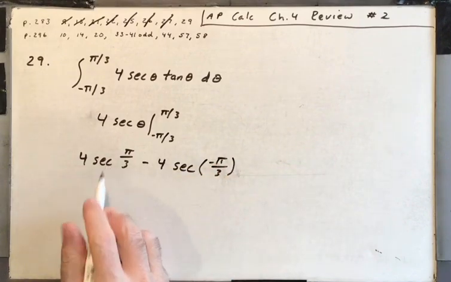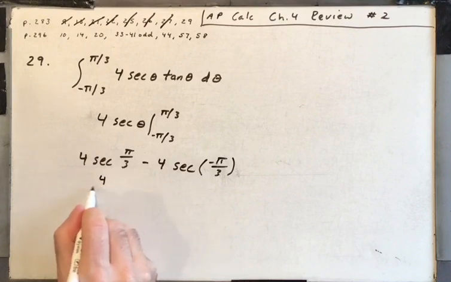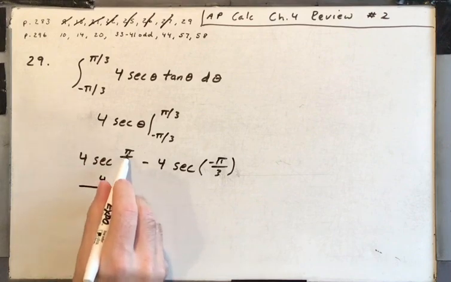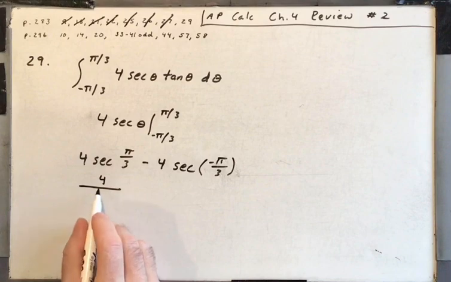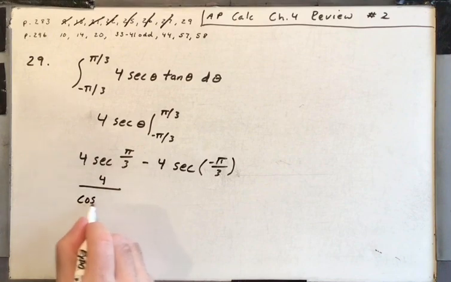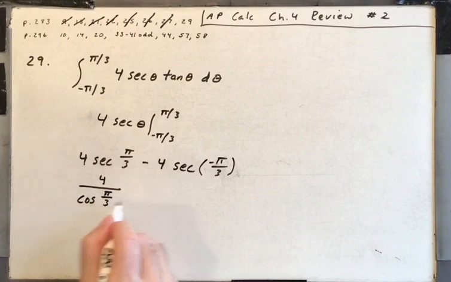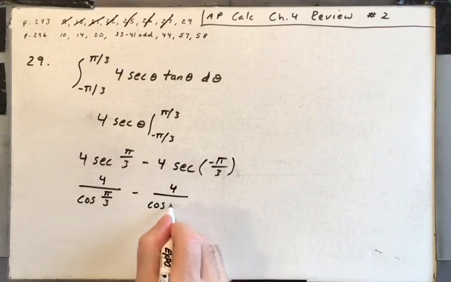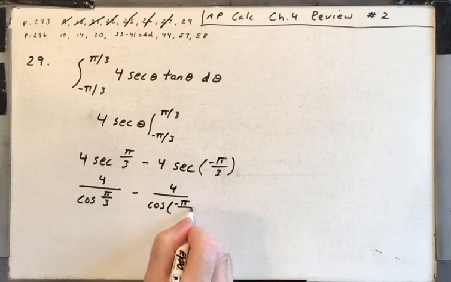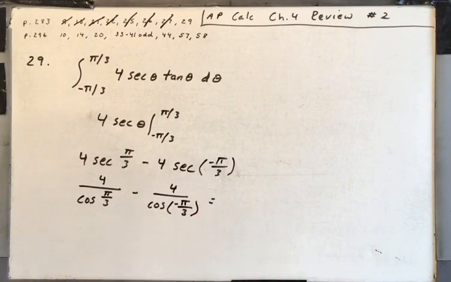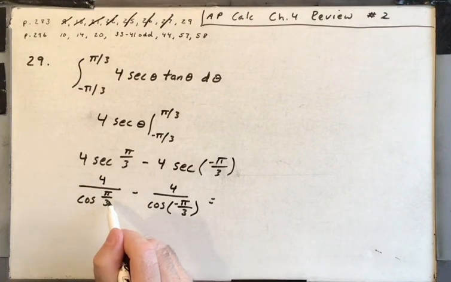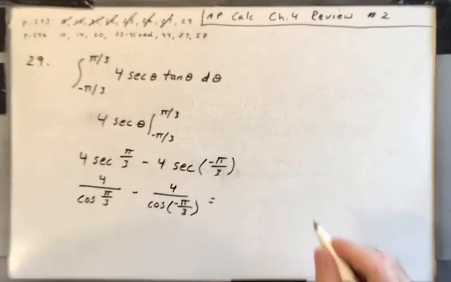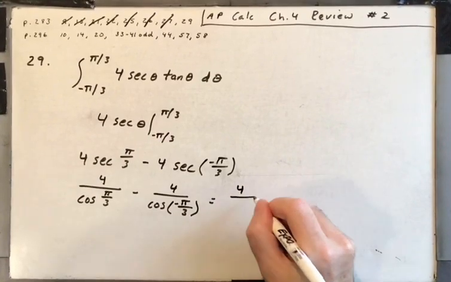Okay, remember secant is 1 over cosine, right? So 1 over cosine pi over 3, and 1 over cosine negative pi over 3. I'm probably making you do a lot more trig than you want to. All right, look at the unit circle. You'll get the unit circle on the test. What's cosine of pi over 3? It's a half. All right, sorry. So that's 4 over a half.